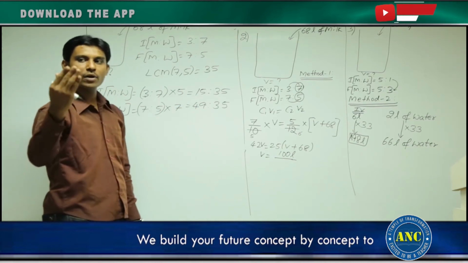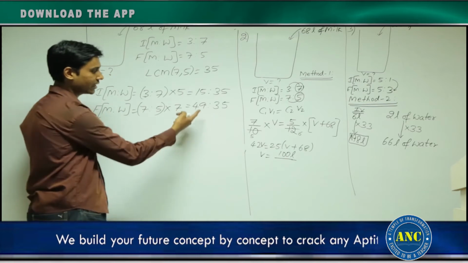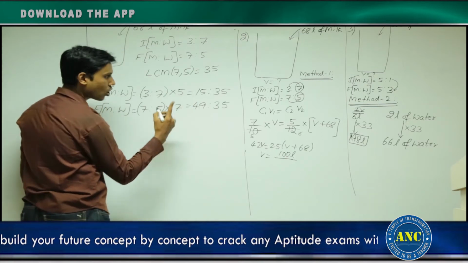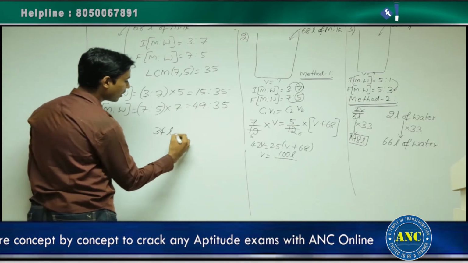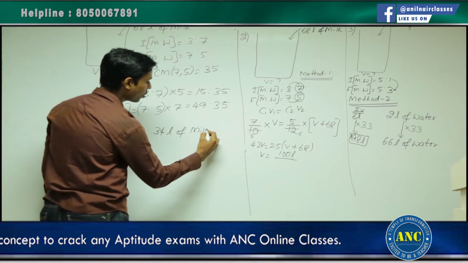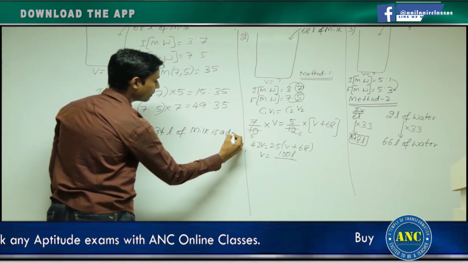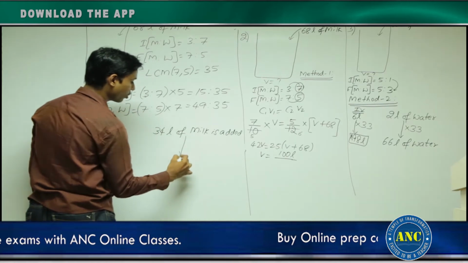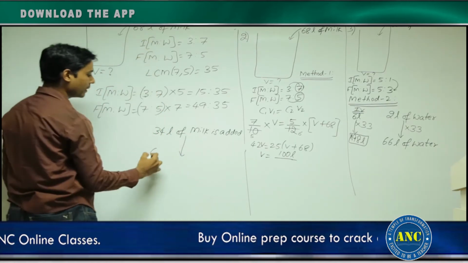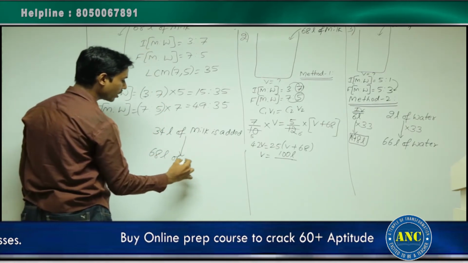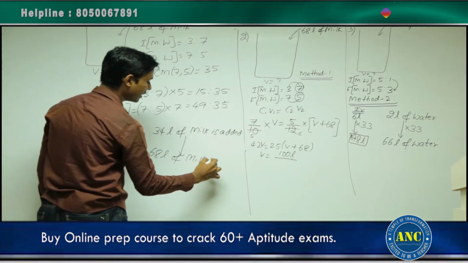How much more milk you added? 34 liters. 49 minus 15. That means according to the ratio, 34 liters of milk is added. But according to the question, 68 liters of milk is added.